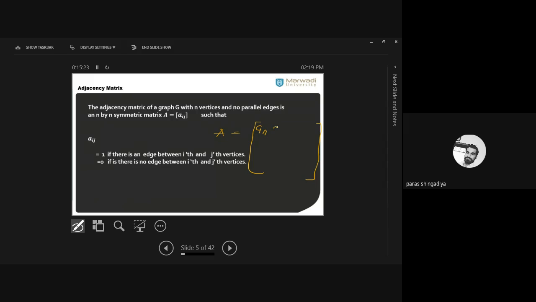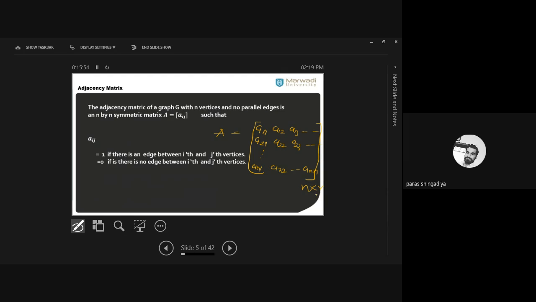A11 is the first entry, then the second is A12, A13, up to A1n. Then the second row will be A21, A22, A23 and so on, up to the last row, that is An1, An2, up to Ann. That is known as an n cross n symmetric matrix. Clear? These are the notations, these are the symbols of the matrix, and this is the format of all the entries.